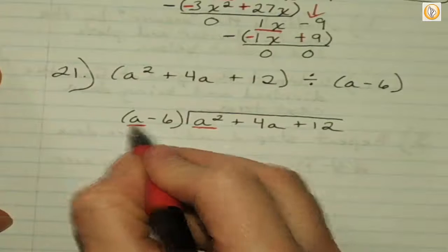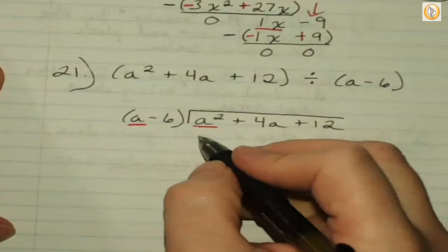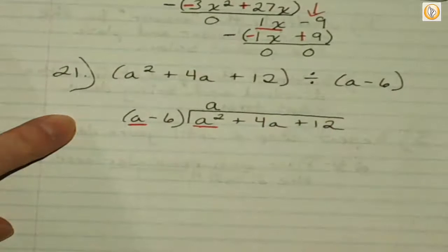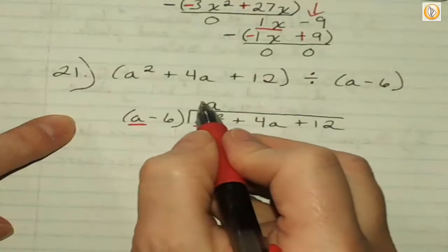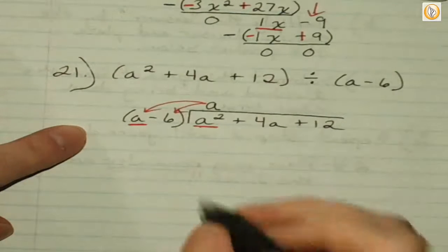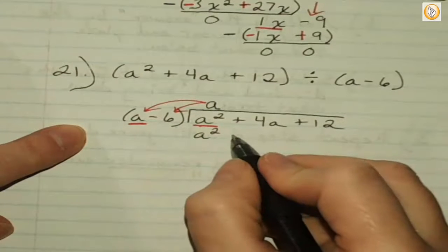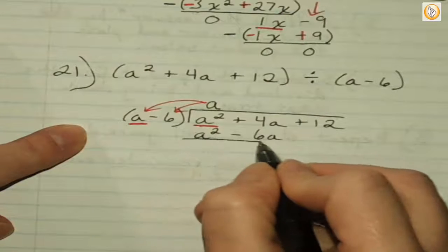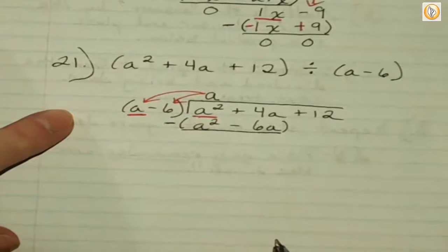That's right. First terms. A squared divided by a is a. Taylor, what's my next step? Multiply a by a minus 6. So everything in the divisor. So Taylor, what's a times a? A squared. And a times negative 6? Negative 6a. Very good. Put it in parentheses, and we're subtracting.